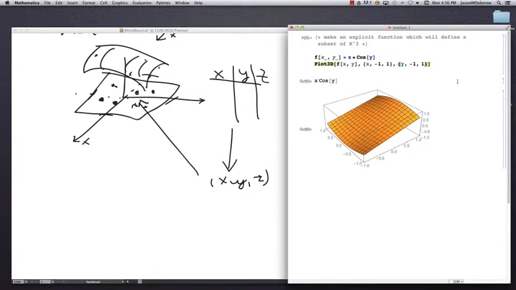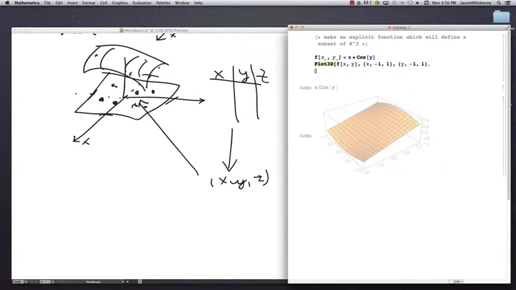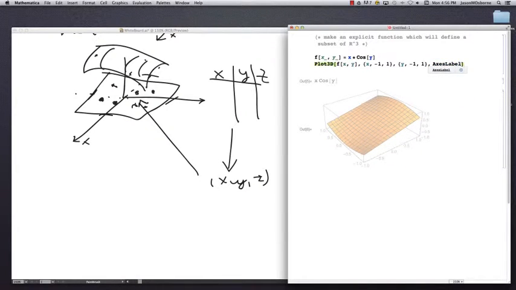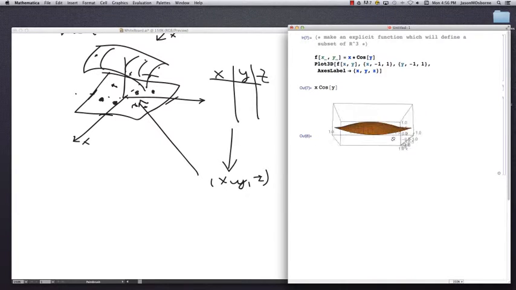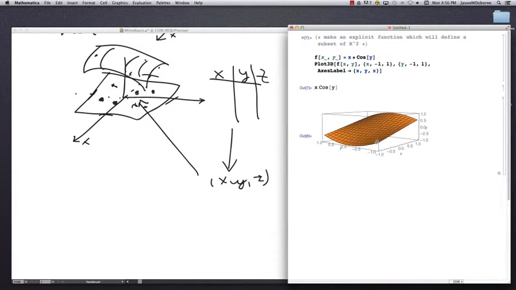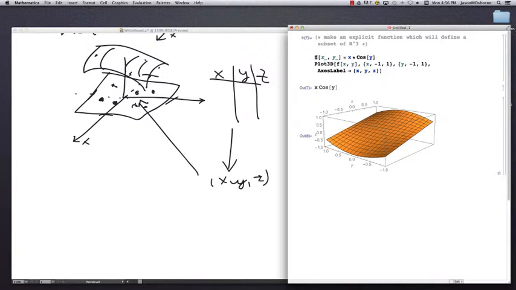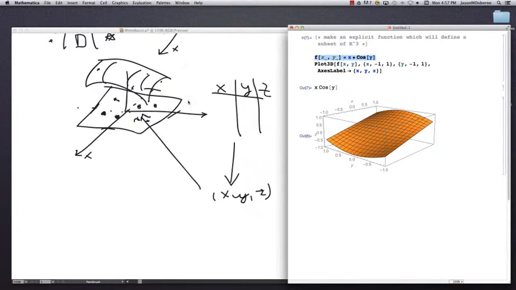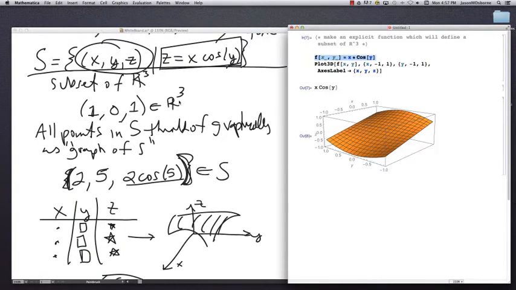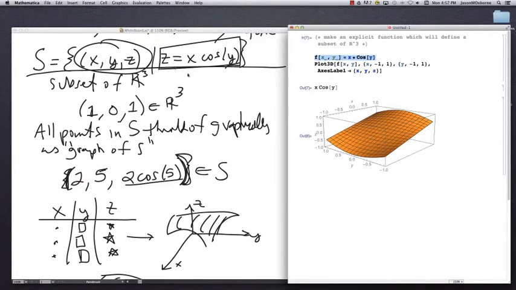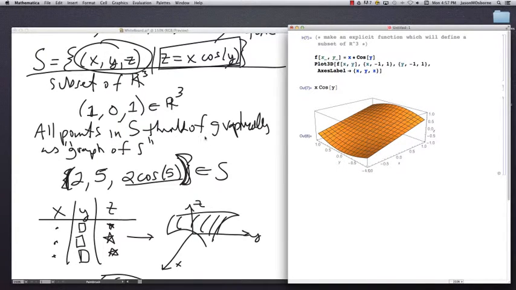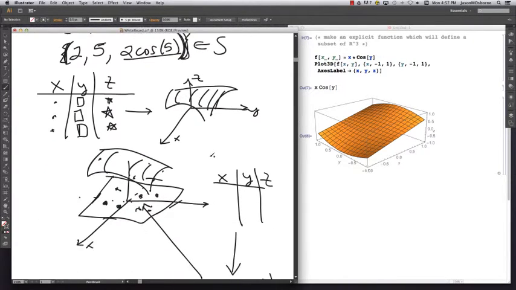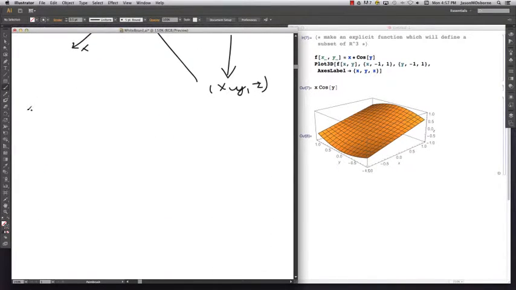Which is the x and which is the y? It's probably best if you say AxesLabel goes to x, y, z. And now you've got which axis is the x, which is the y, and which is the z. So now you can move this around and manipulate it. Okay? So this function f, this function x cosine of y, will make a subset of R3. This surface lives in three-dimensional space. So that's it for the explicit functions.